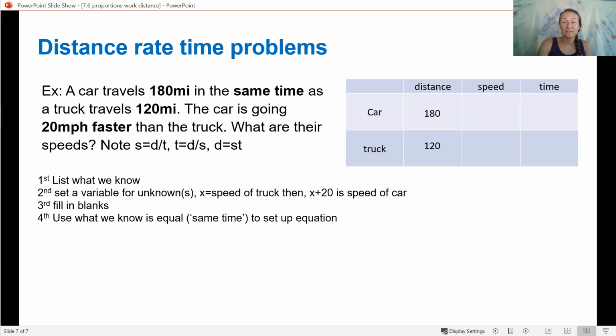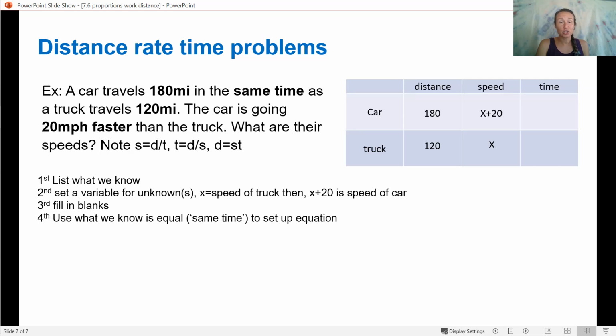So if we let the speed of the truck be x, we can call the speed of the car x plus 20. We could also say the speed of the car is x and the speed of the truck is x minus 20. You can do that. You just have to remember what x is, right? Because we get to assign our variables. So in the end, when you go to answer, you have to remember which one x was.